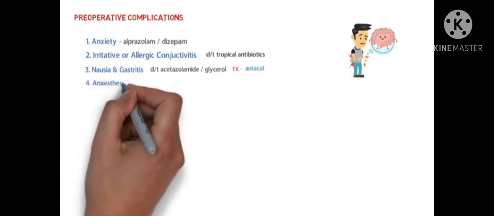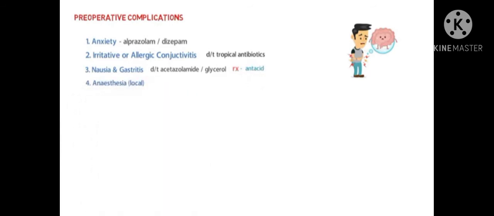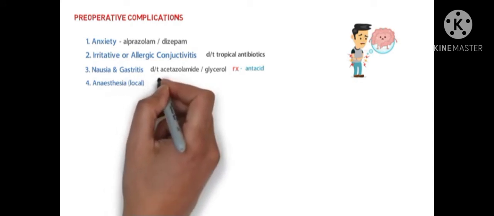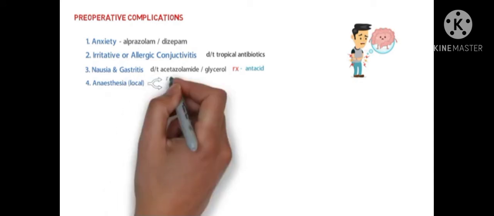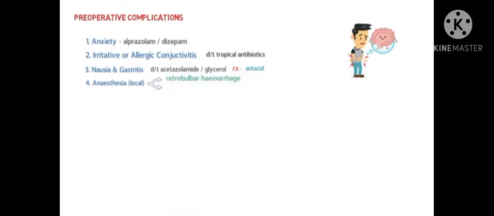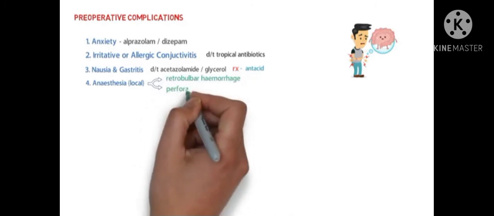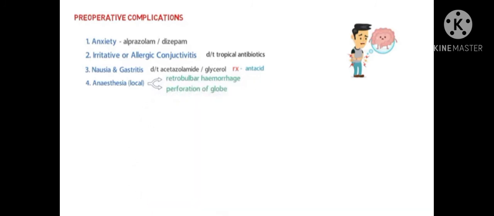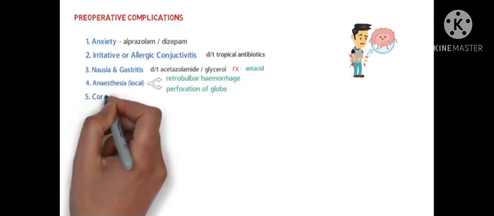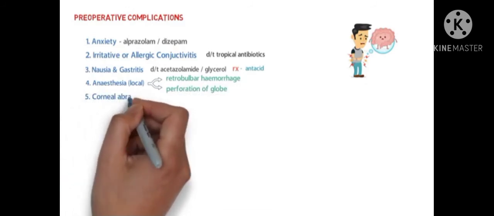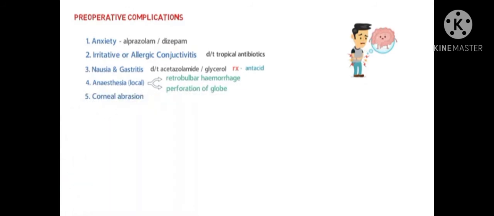Then there can be complications due to local anesthesia, such as retrobulbar hemorrhage or perforation of the globe. And at last, there can be corneal aberration. Why is there a corneal aberration? Due to the use of tonometry.